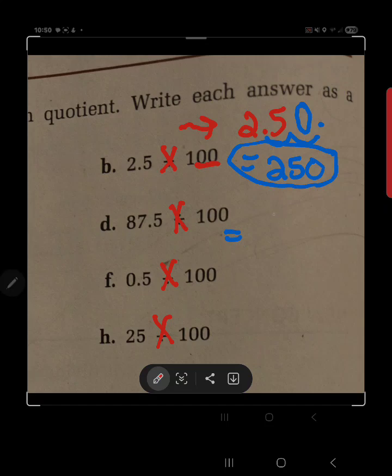All right, so the next one, D, we have 87.5 times 100, okay? So again, we have how many zeros? We have 2 zeros because we're multiplying by 100. We're going to take that decimal place and we're going to move it 2 to the right. We have a gap. We're going to fill that gap with a 0 and put our decimal place. So that answer would be 8,750.